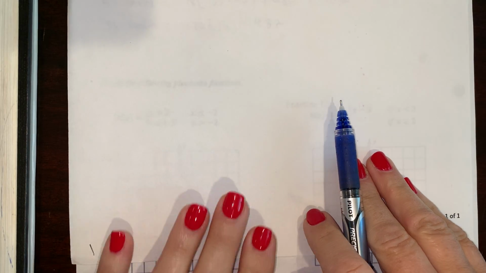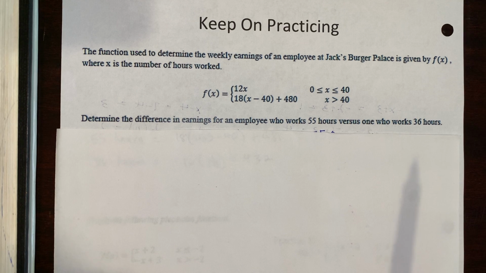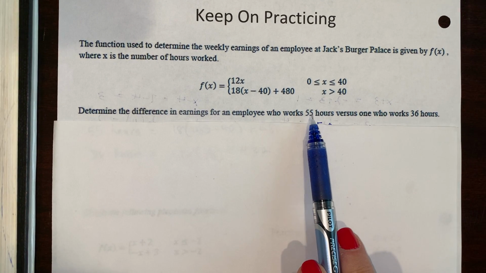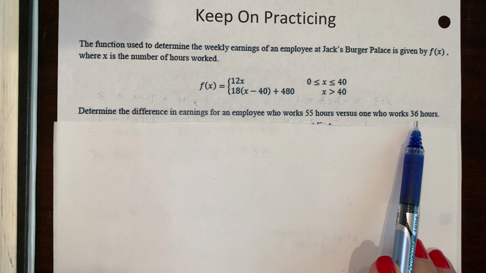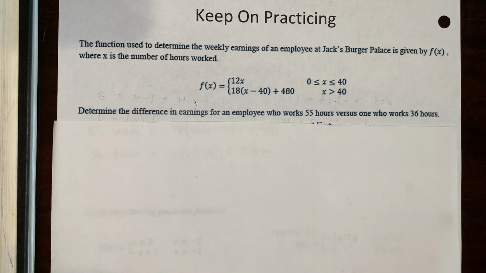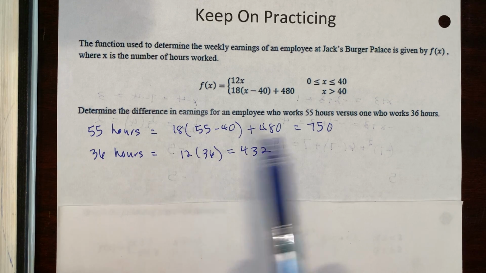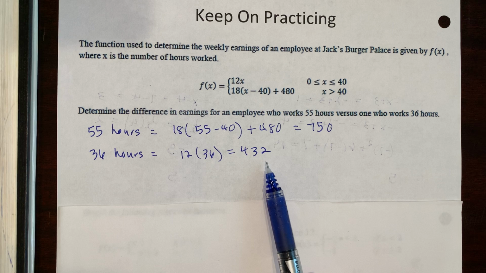This is kind of a great equation talking about overtime. So if you will do the work on figuring out how much somebody would make if they worked 55 hours, because you get time and a half, versus someone who worked 36. Okay, so pause the video, try to do those two, and then check your work. So the overtime person would get $750, and then the person that just worked 36 hours would get $432.